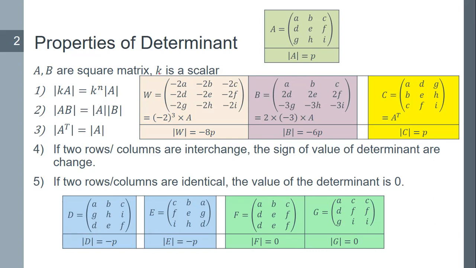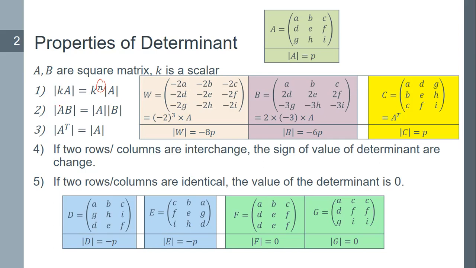Here, k is a scalar. If you want to find the determinant of a scalar multiple of a matrix A, the scalar is raised to the power of the size of your matrix. If you have a square matrix of 3 by 3, your n is 3. If your matrix is 2 by 2, your n is 2.